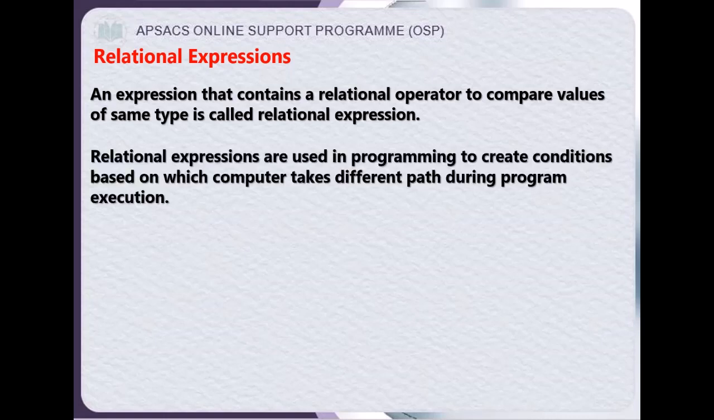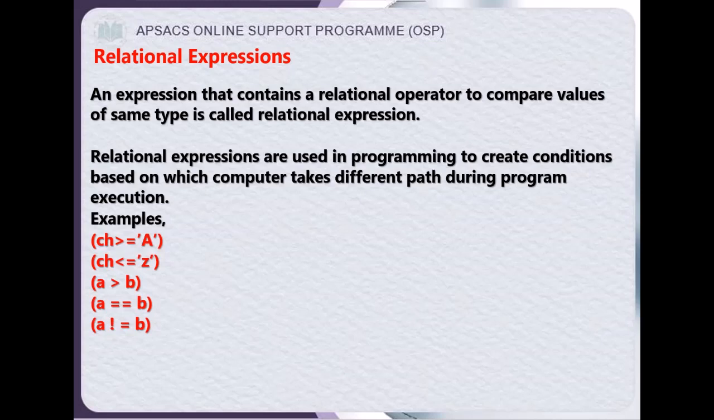Relational expressions. An expression that contains a relational operator to compare values of the same type is called a relational expression. Relational expressions are used in programming to create conditions based on which the computer takes different paths during program execution. Examples of relational expressions are ch greater than equal to capital A, ch less than equal to small z, a greater than b, a equal to b, or a not equal to b.